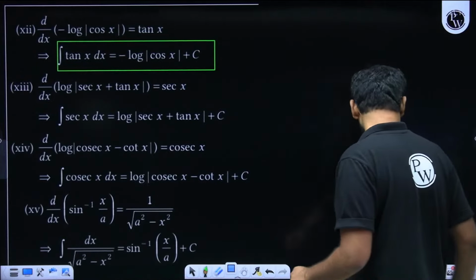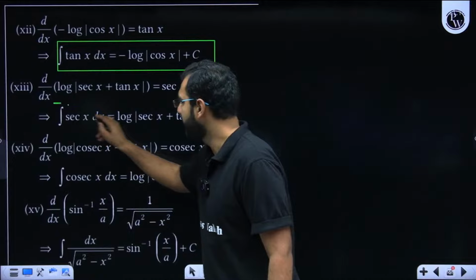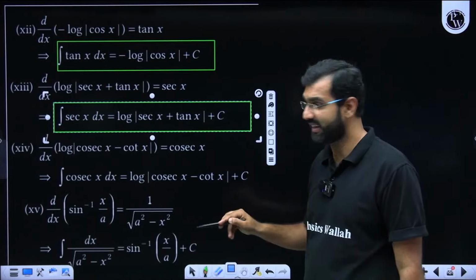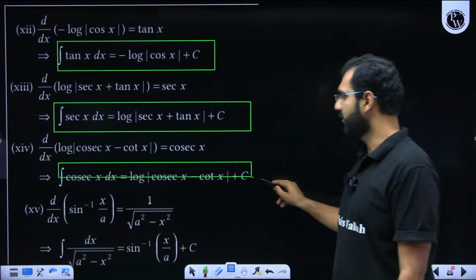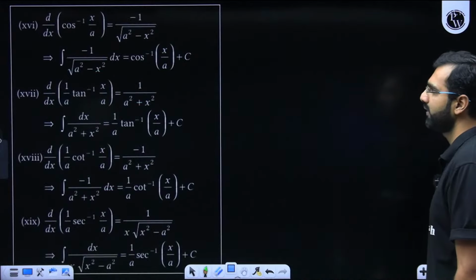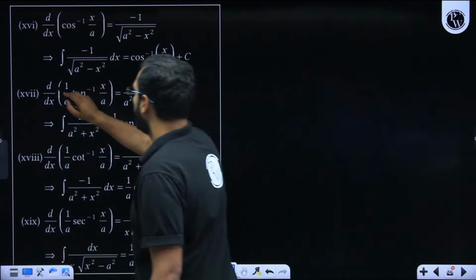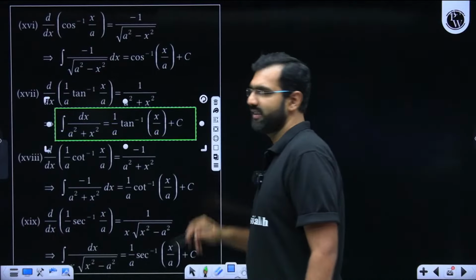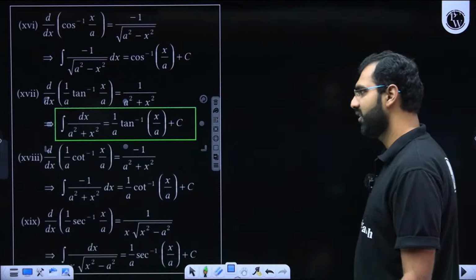Which ones? This, of course, is used at some places. Integration of sec x, ln sec x plus tan x. Integration of cosec x, ln cosec x minus cot x. But what you got to remember here is this one. This 1 upon a square plus x square. The integration is 1 upon a tan inverse x upon a.